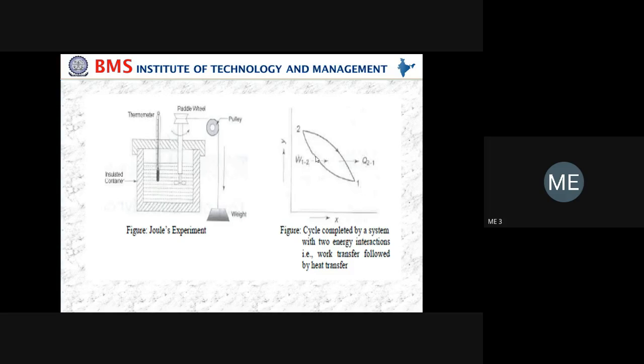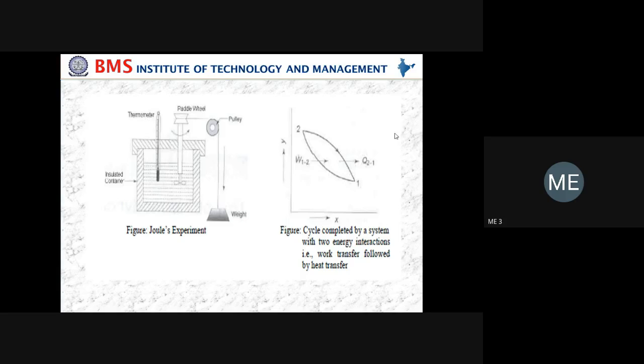So 1 to 2 is the work done on the system. This is nothing but your stirrer work. We are considering this fluid enclosed in a closed vessel as a system. Hence, the work is done on the system, so you have to take it in this direction. 1 to 2 is the work done on the system.